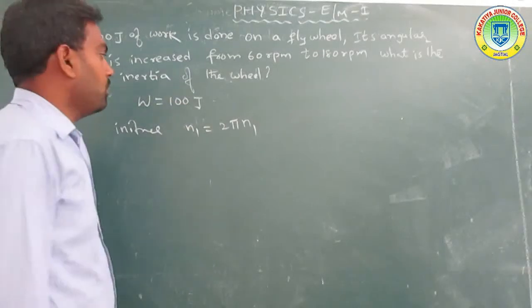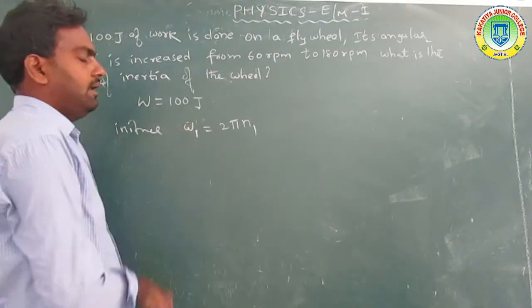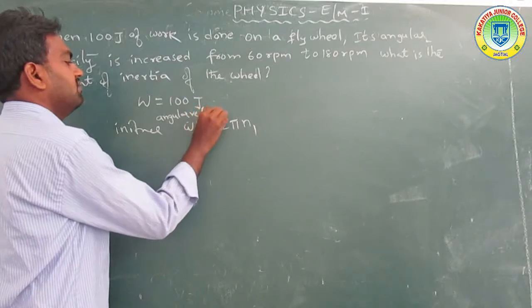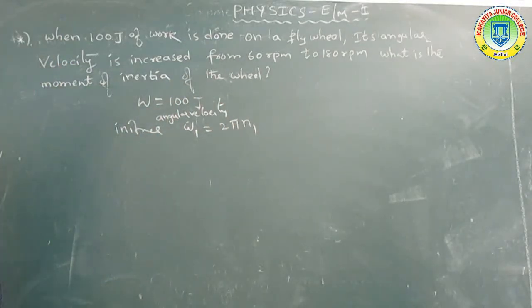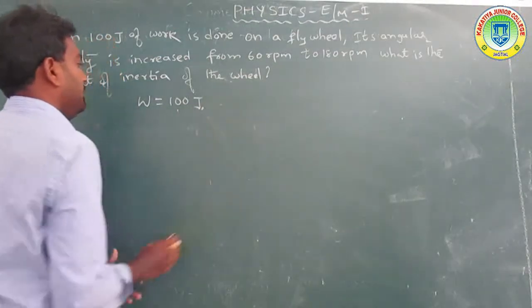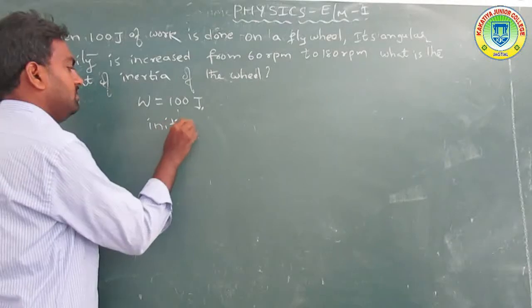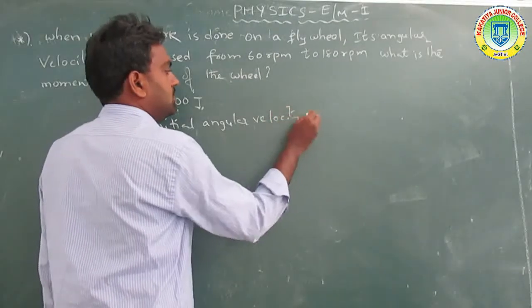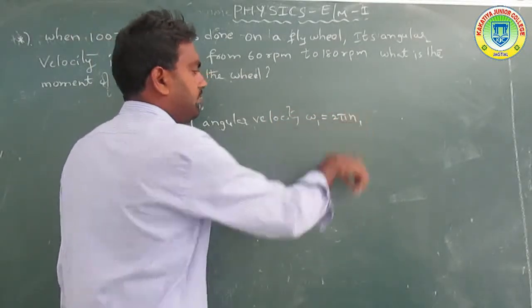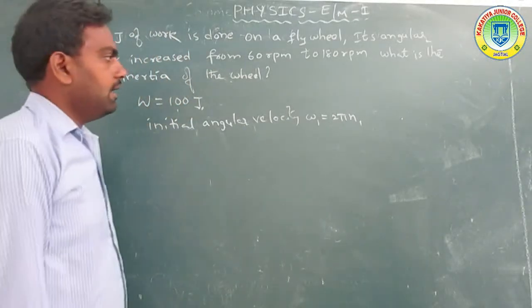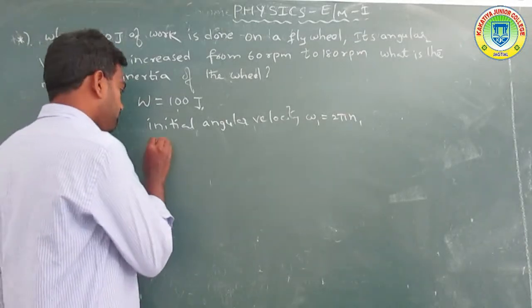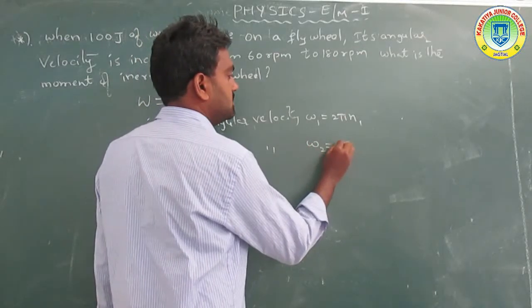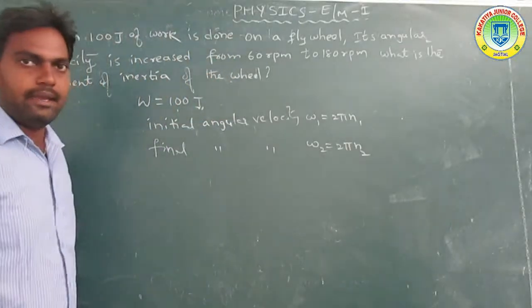The initial angular velocity omega 1 is equal to 2π n1, where n1 is the frequency. The final angular velocity omega 2 is equal to 2π n2.